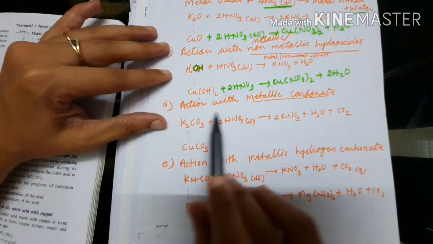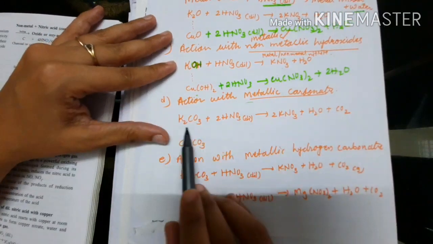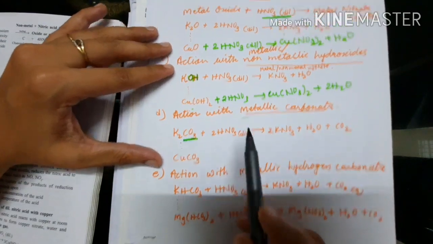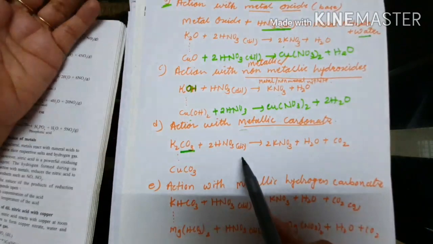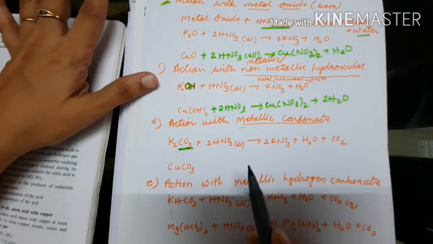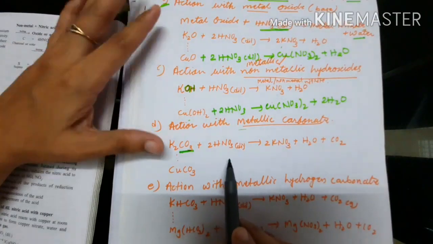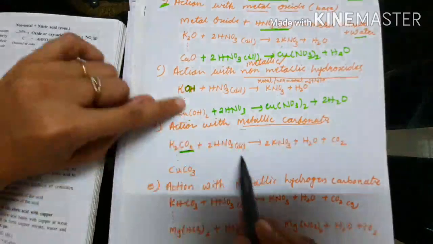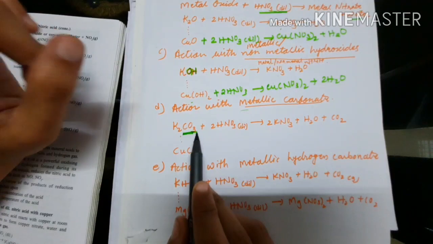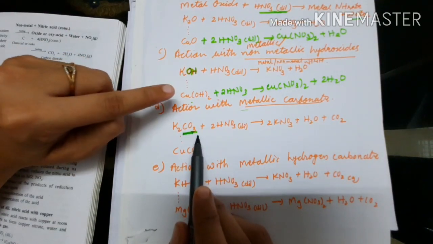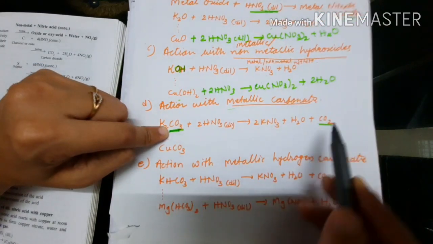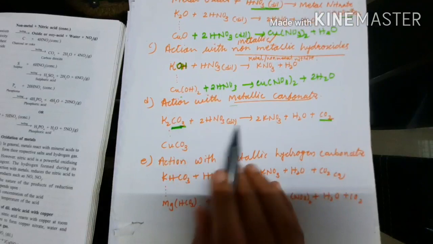Now the next one, the action with the metallic carbonate. Any metallic carbonate CO3 we can choose, and when all of these react with diluted HNO3, not concentrated, concentrated HNO3 is not needed. Whenever concentrated HNO3 is needed, I will tell you. But here all the chemical reactions are with diluted HNO3. As I told you in the SCL chapter, if the carbonate is there, then definitely carbon dioxide will be produced. The same thing happens here also.